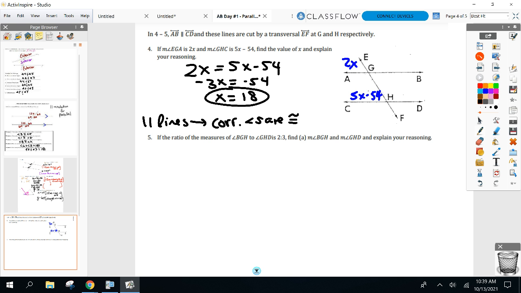All right, same diagram, just different angles now. Same diagram, different angles. So totally wipe out what we did in problem 4. Now look what we have. Find BGH, everyone. And find GHD because they're in a ratio of 2 to 3. We've done problems like this before, but I want to slow down and review. So it's some type of ratio of 2 to 3.